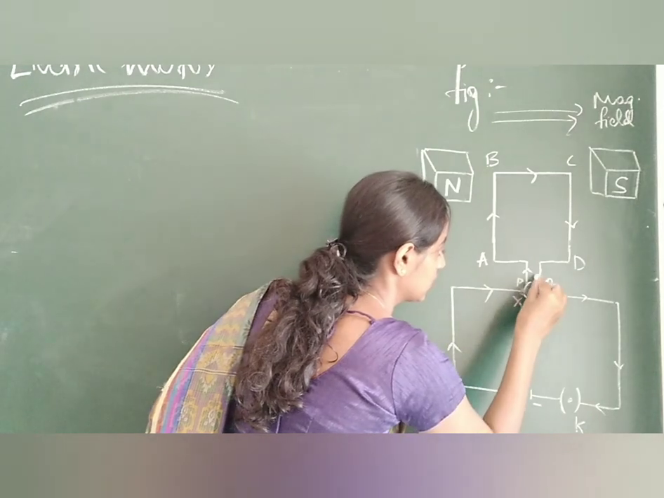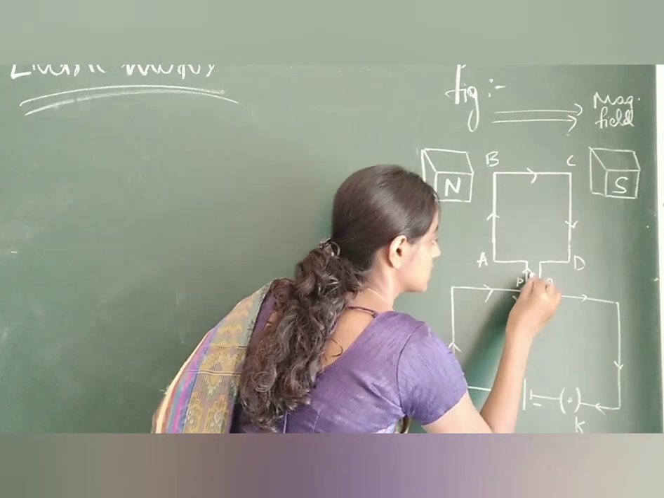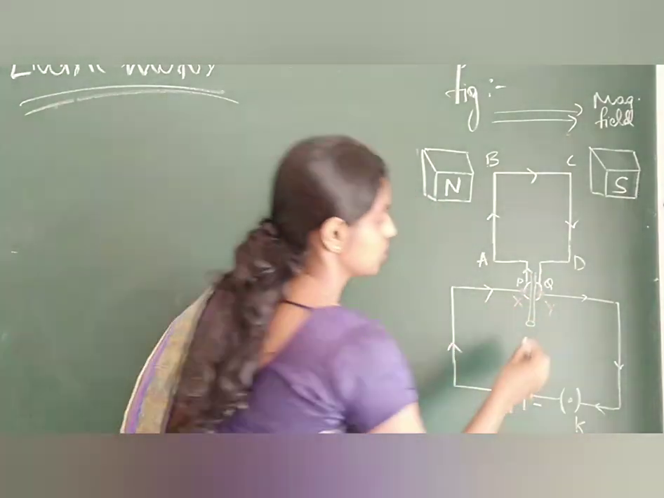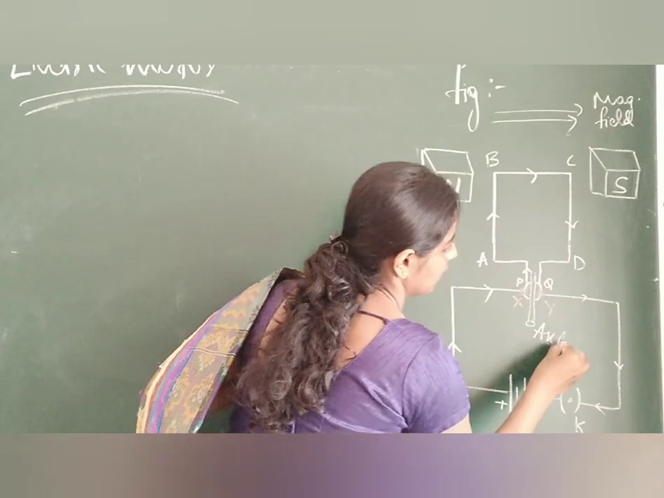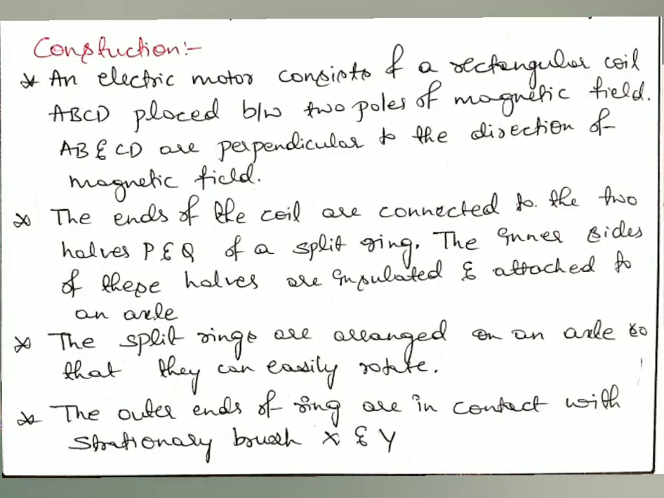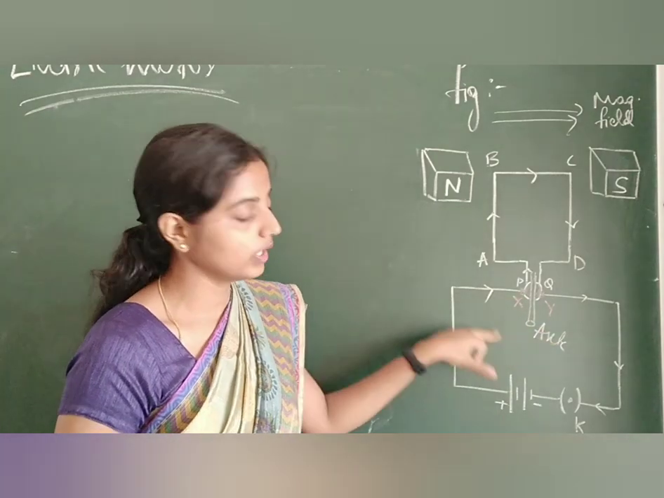So we have an axle like this, a big rod. So this is attached to this split ring. Axle. And this is our second point. And the next is the split rings are arranged on an axle so that they can easily rotate. So since it is attached to this split ring, this axle will rotate.